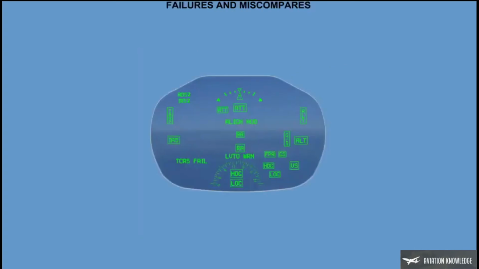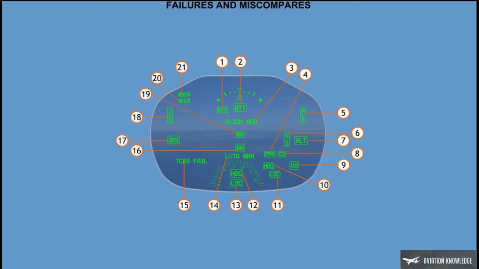Failure flags. Failure flags are displayed for invalid sensory status. It is usually indicated as large size boxed characters. It will flash for 10 seconds and then becomes steady. Miscompare flags. Miscompare flags are provided for the following miscompares. It is usually indicated as small sized boxed characters, and it will flash for 5 seconds and then it will become steady. To know the details of each symbol, move the cursor over the numbers.